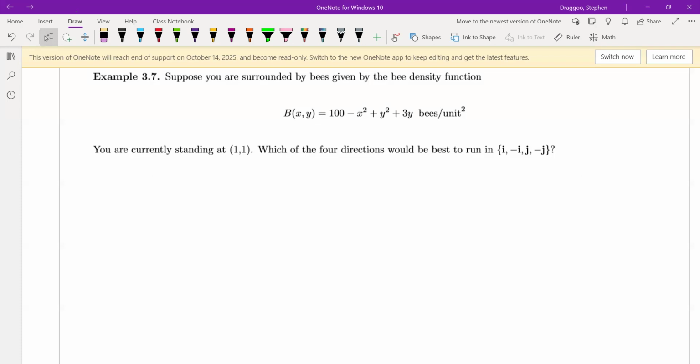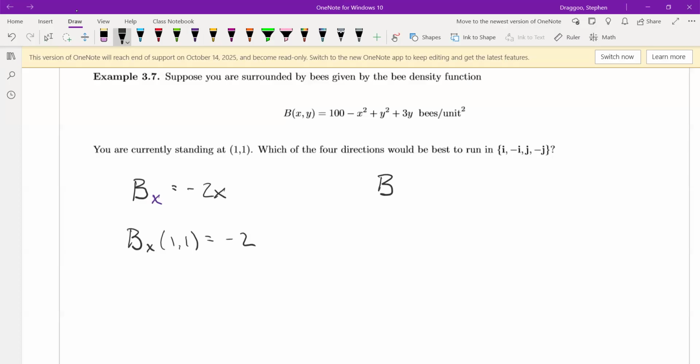So currently standing at the point (1, 1), I want to know which of the four directions it would be best to run in, either straight left or right, or straight up or down. What that's asking me to figure out is my x partial and my y partial, evaluated at the point (1, 1). So my x partial looks like negative 2x, so my x partial at the point (1, 1) is negative 2.